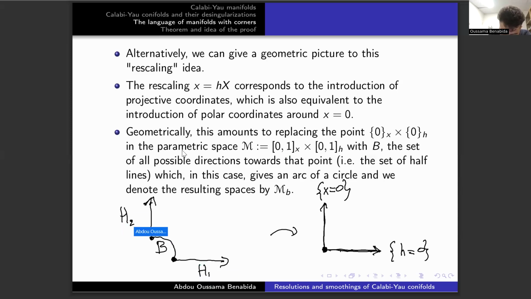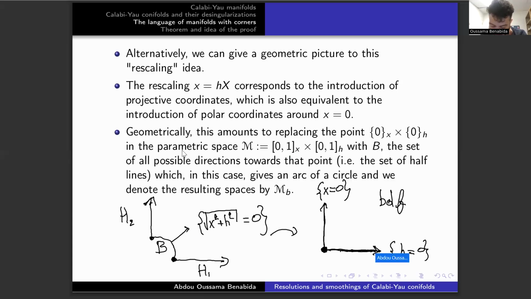And here this B has different possible boundary defining functions, but one of them is defined by x squared plus h squared. I take the square here because what we mean by boundary defining function is a function which vanishes only at that boundary hypersurface, but whose derivative does not vanish anywhere on that boundary hypersurface. So it's like degree 1 in some sense.